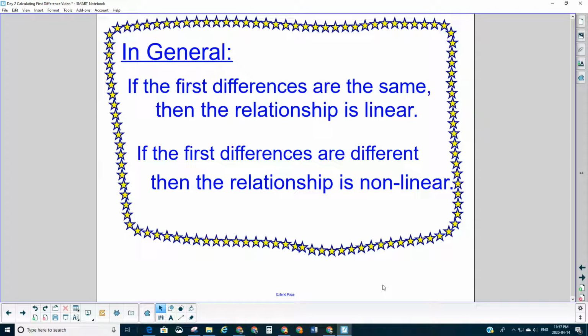Okay, in our last video, we came up with this conclusion. If the first differences are the same, then the relationship is linear. If the first differences are different, then the relationship is nonlinear. So we're going to explore this on a little bit more abstract scale.